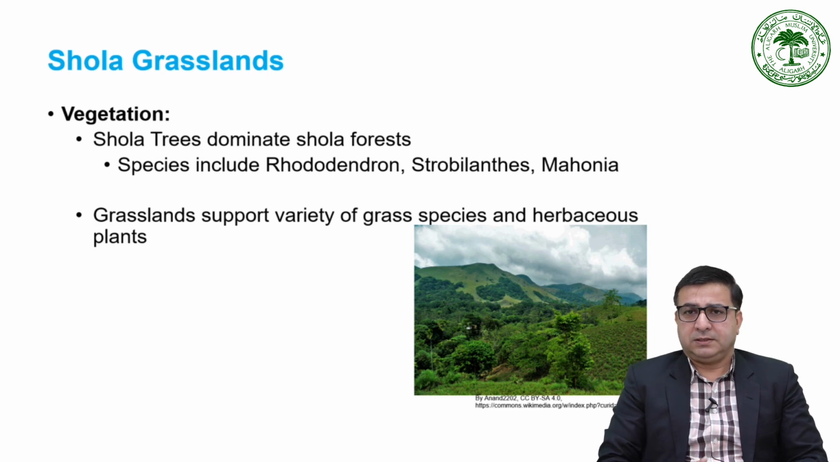These stunted evergreen trees such as species of rhododendron and Mahonia dominate the Shola forest within the grasslands. The grasslands also sport a variety of grass species and herbaceous plants adapted to the mountain climate.